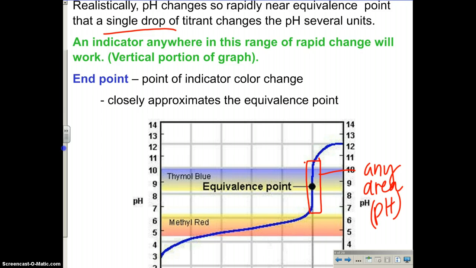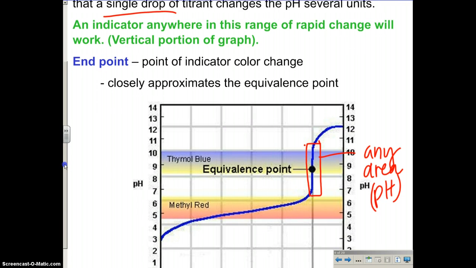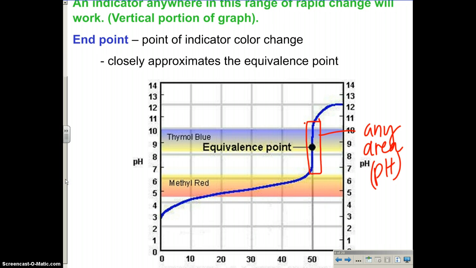Alright, we already talked about that. Basically, in this example, if I wanted you to choose an appropriate indicator, you would choose one that would change closest to the equivalence point. The equivalence point is right in the middle of the vertical section, and so thymol blue would be a better choice than methyl red, because methyl red is going to change at about a 5.5 pH, whereas thymol blue changes at about a 9 or an 8.5 pH. So you look for something that changes where your equivalence point should be.